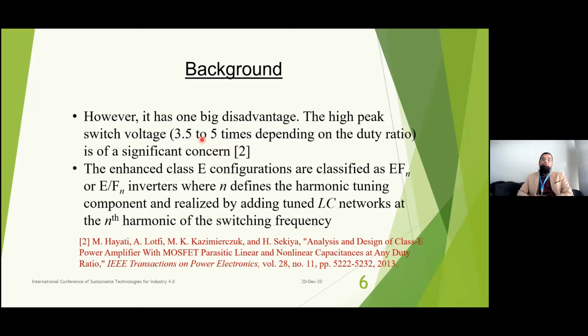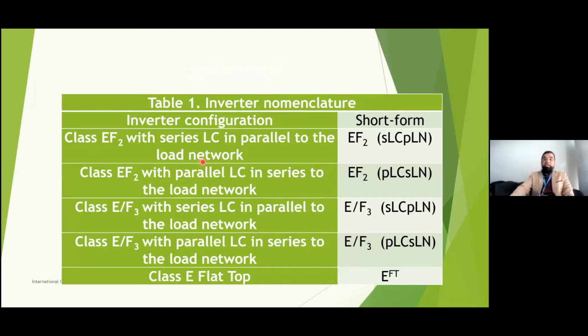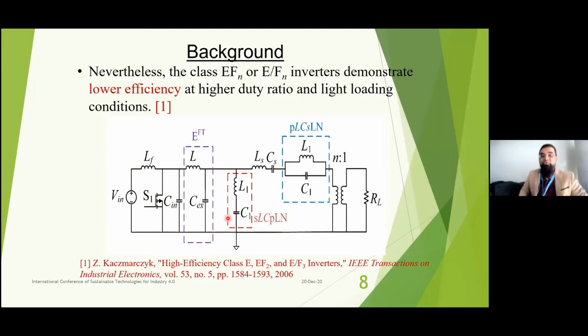So this configuration, we call this class EFn, where n defines a harmonic of the resonant frequency. What we do in a class EFn inverter is add an extra resonance circuit. If you look now, this is the class EFn inverter, and there are multiple resonance circuits here. L1C1 is a resonance circuit, and apart from this circuit, this is also an extra resonance circuit here.